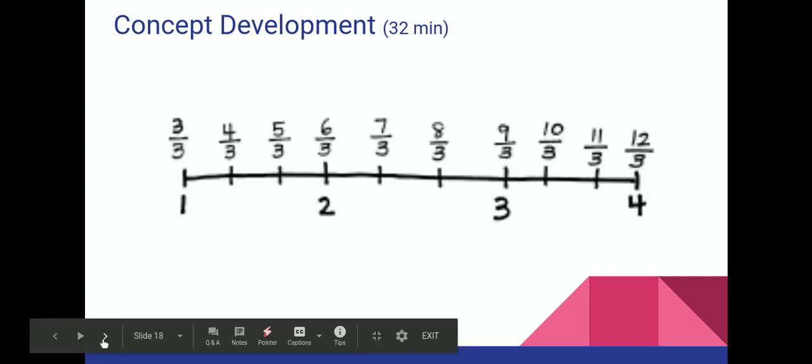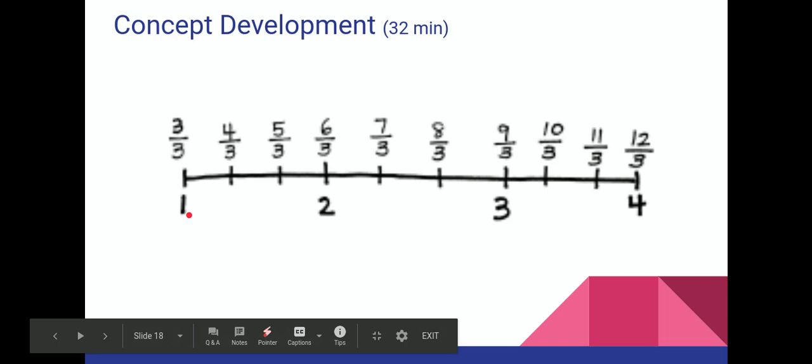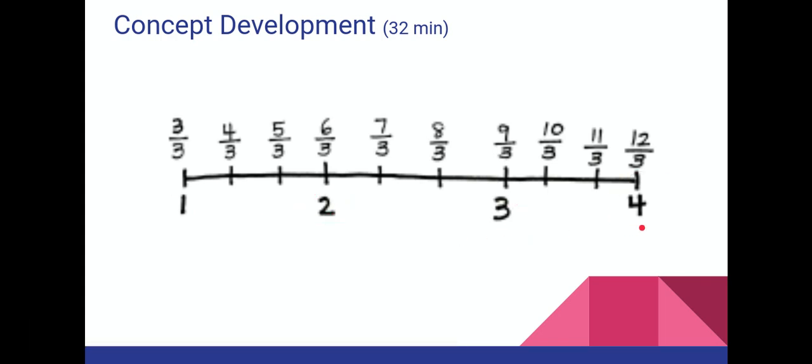Now let's go ahead and move on to the next slide. As you can see here, I have drawn a number line that has numbers 1 to 4 on it. Okay, you can see that we are looking at the whole numbers that are on the bottom, and they are 1, 2, 3, and 4.